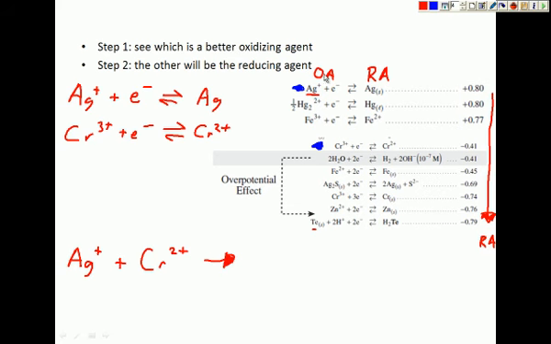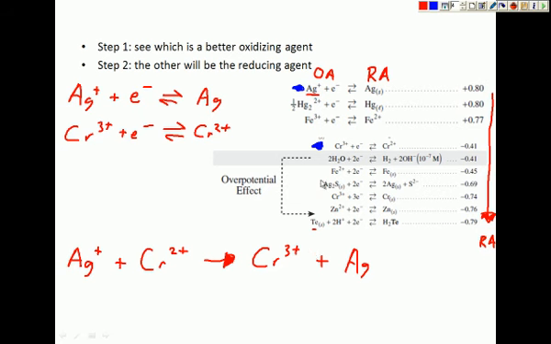Since this one's a better oxidizing agent, it wants to gain electrons more than anything else here. Okay, Ag+ wants to gain electrons more than everything else. And Cr2+ wants to give an electron or lose an electron more than everything else. Okay, so that's why they are on the reactant side. And we just follow this, we make Cr3+ and Ag solid. Okay?